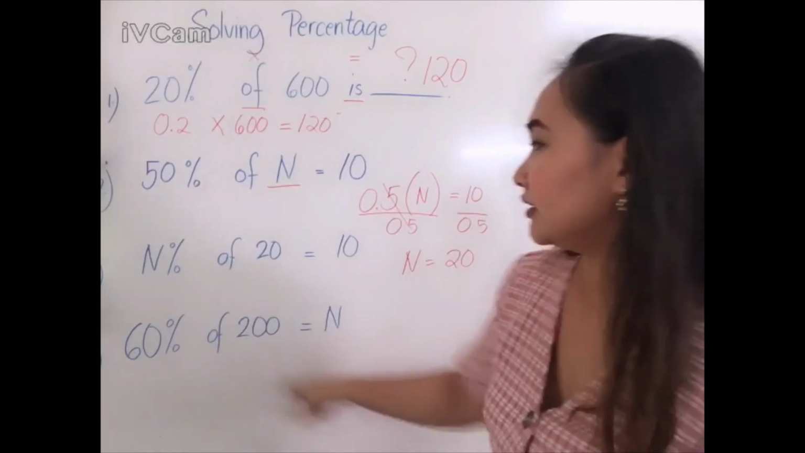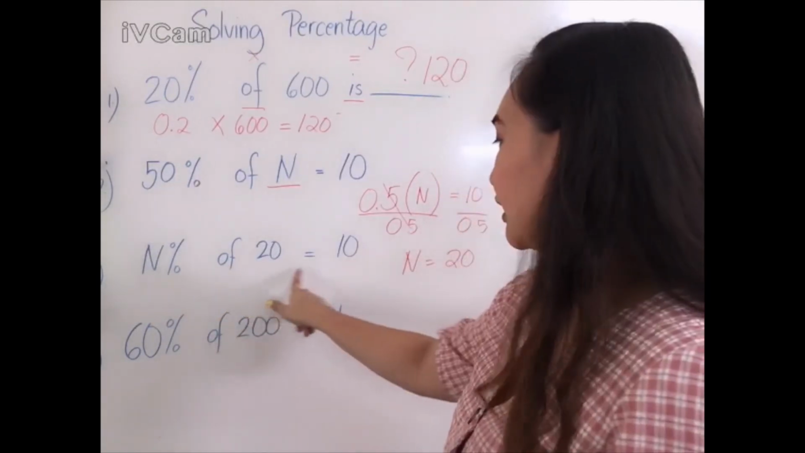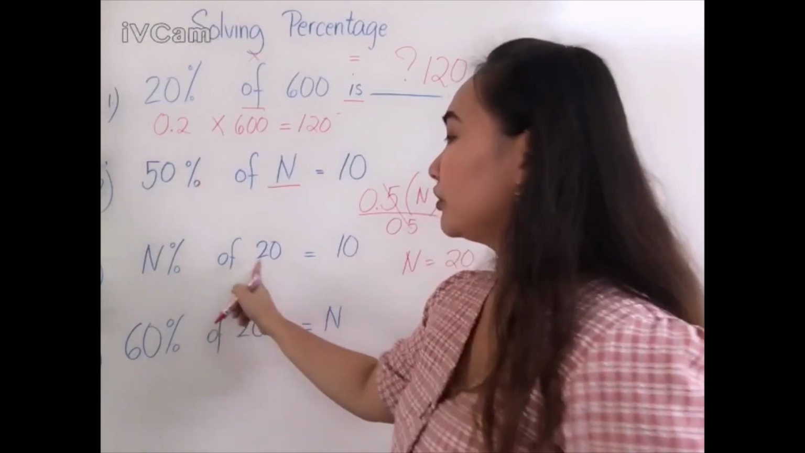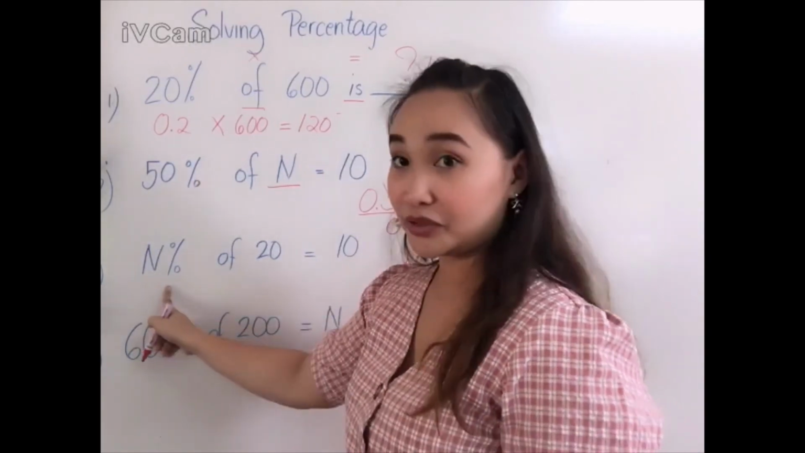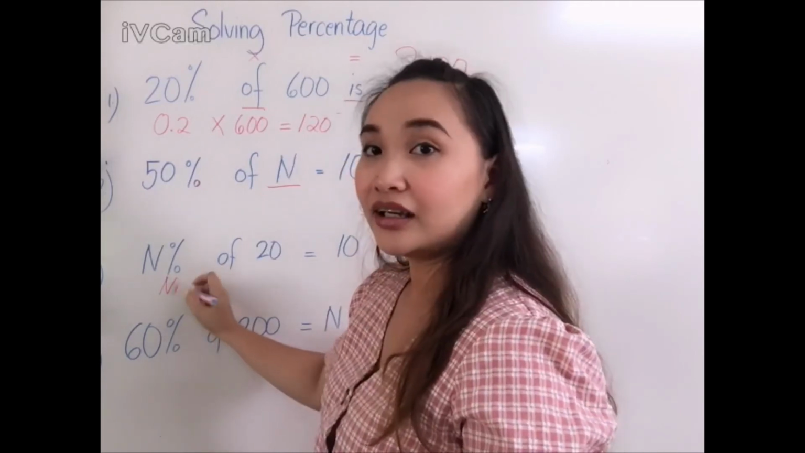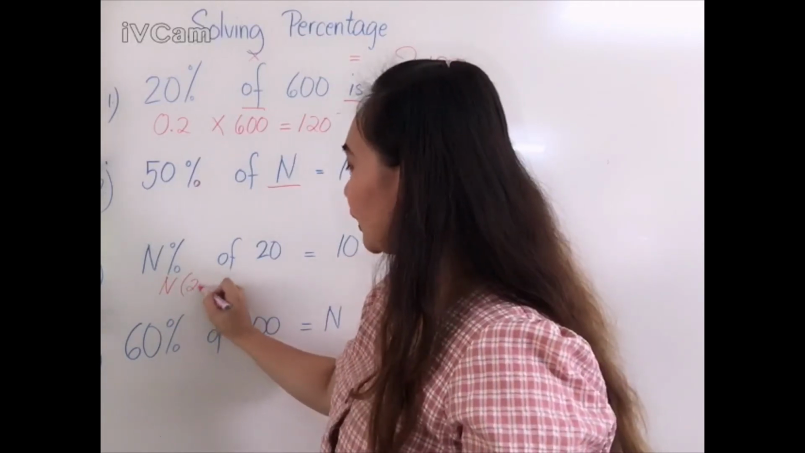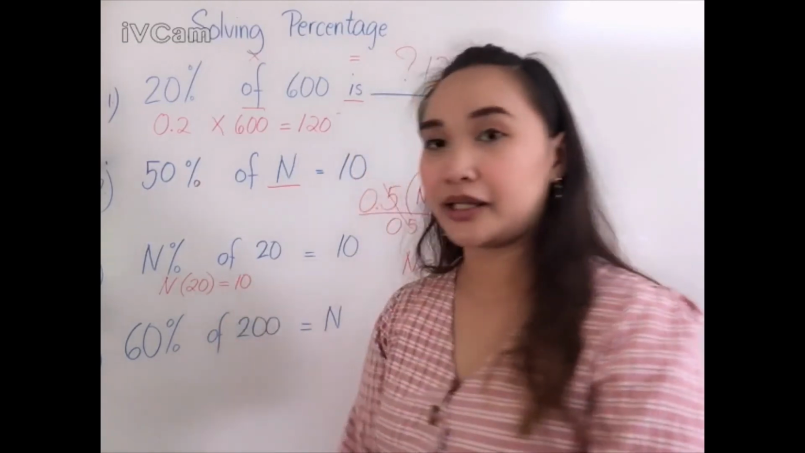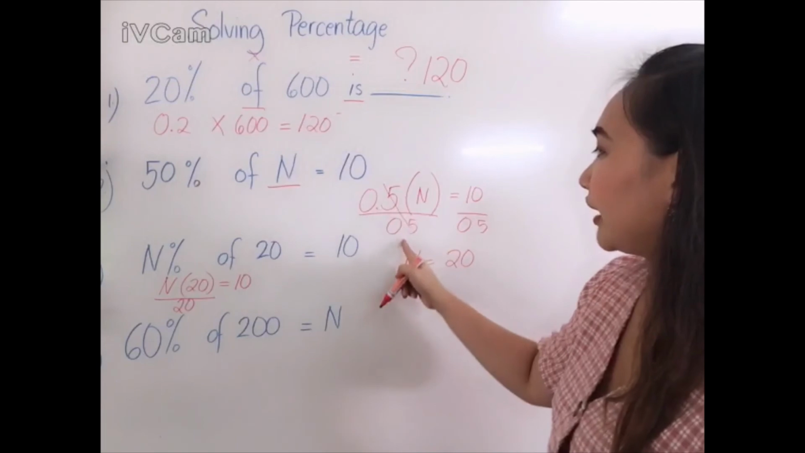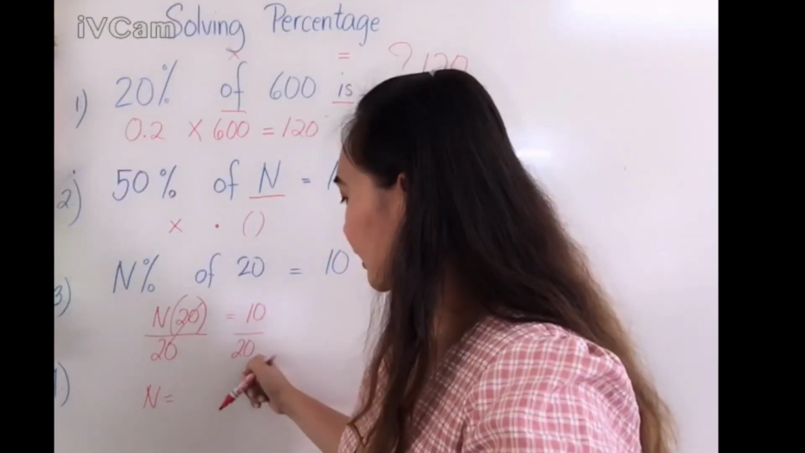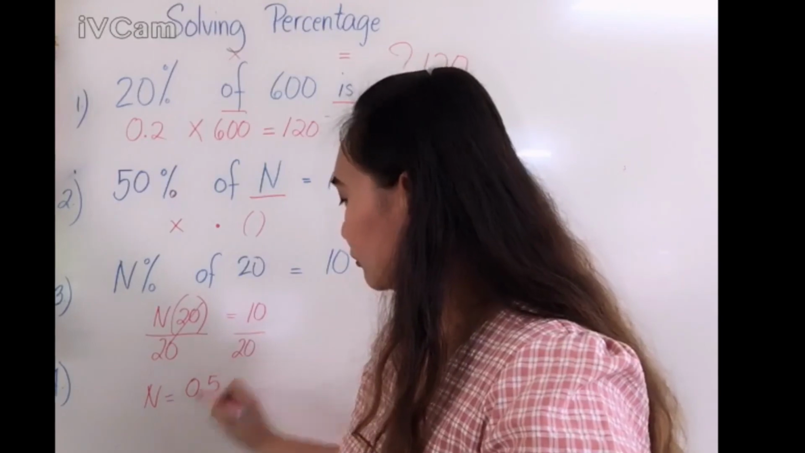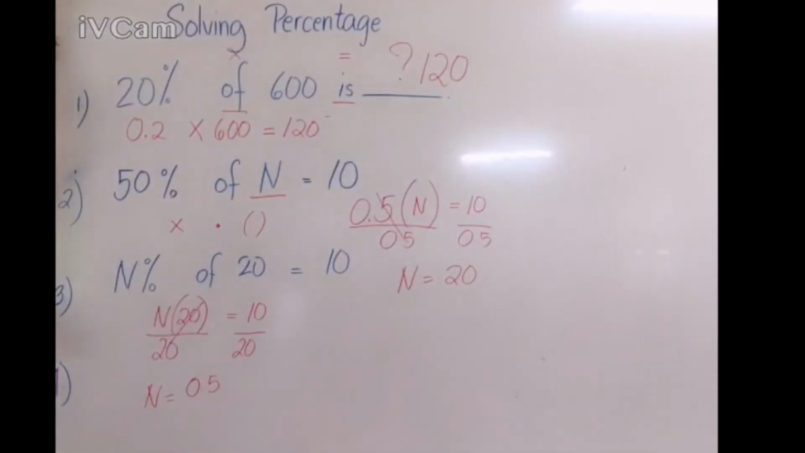Okay. So next, n percent of 20 is 10. Let's try to erase this. So n percent of 20 is 10. So what is n percent? That is n. Now times 20 is equal to 10. Now divide both sides by 20. So n is equal to 10 divided by 20, that is 0.5. Okay, that is 0.5 in decimal point.